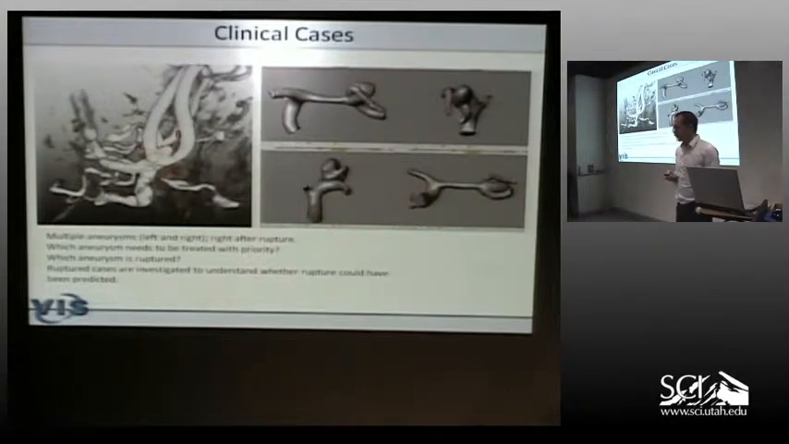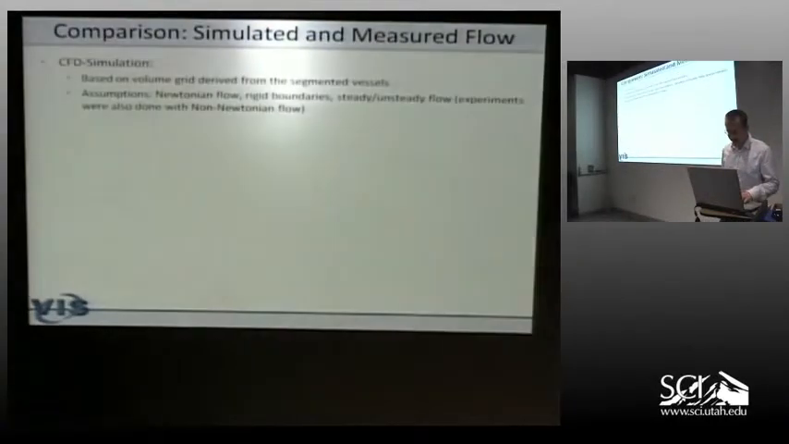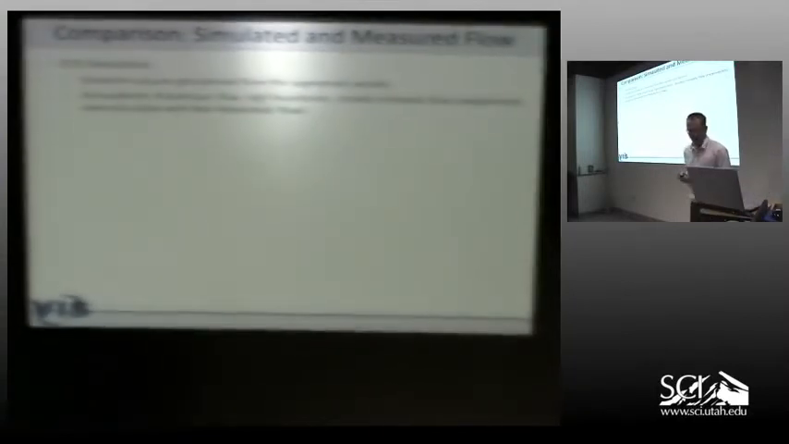That's why it often happens that people have several aneurysms at the same time, and we try to reconstruct the situation and also simulate the blood flow there. The clinical question here is, of course, which of these aneurysms has priority in the treatment. They cannot be treated simultaneously, so they want to know which of them is the most dangerous. A few remarks on simulated and measured blood flow.